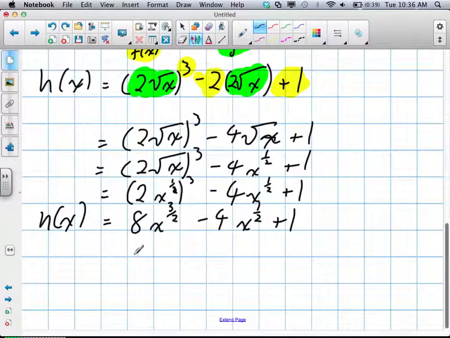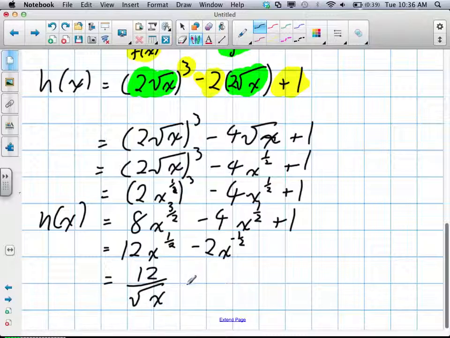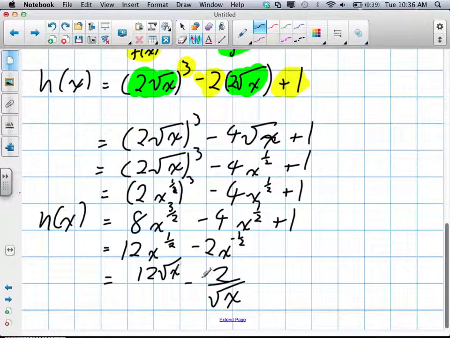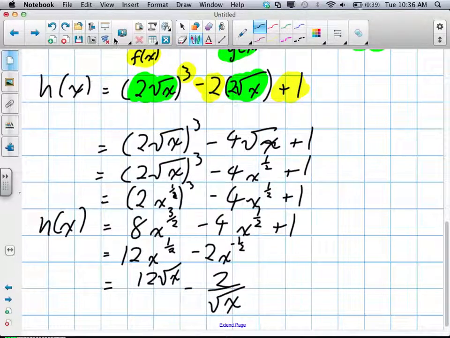If we were to derive this, we end up with 24 over 2, which is 12 x to the half. This becomes negative 2 x to the negative half, and that becomes 0. So we're left with 12 over root x minus 2 over, sorry, the other one's not a fraction. That wasn't a negative. It's just 12 root x minus 2 over root x. Okay? This would be essentially a simplified version.